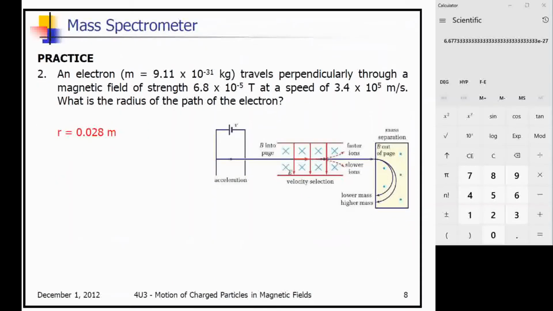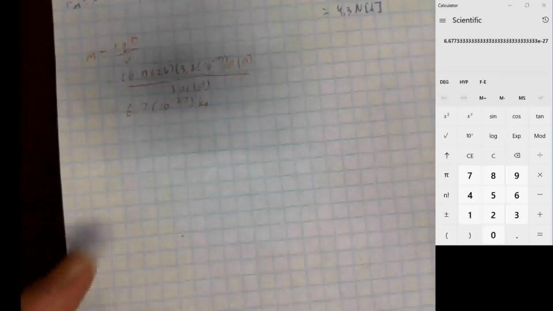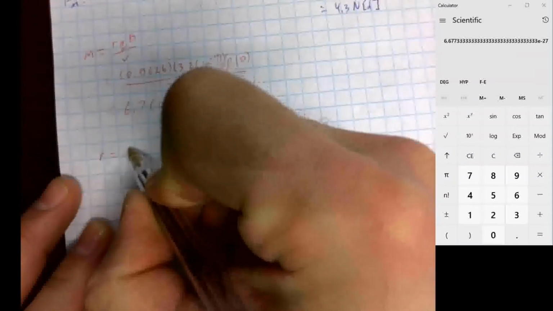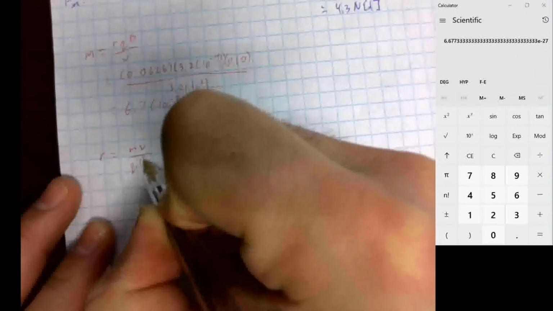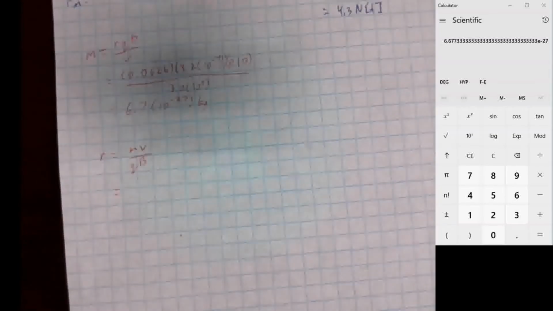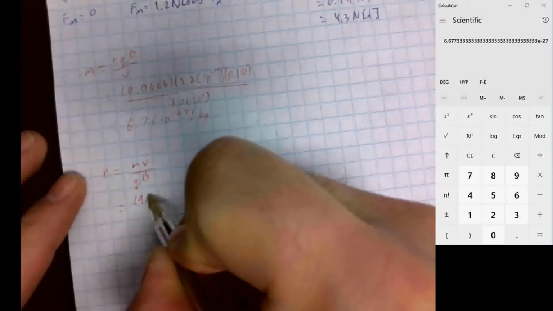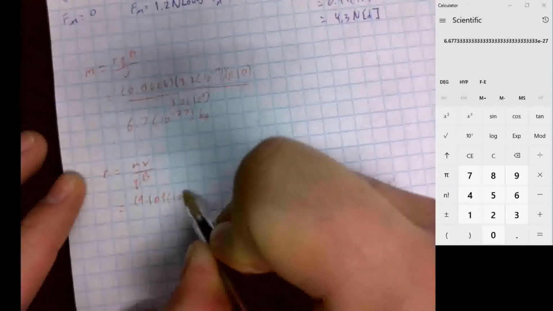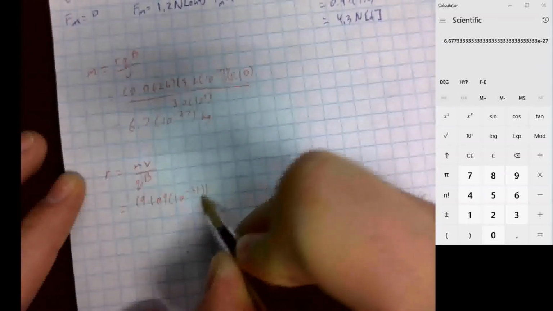Here's another question. It says that we have an electron, so we know the mass of an electron. And we're asked to predict the radius that the electron will travel. So this is just a simple rearranging of the equation. So for this one, to rearrange this equation for r, it will be r equals mv over qb. And in this case, my m is 9.109 times 10 to the negative 31, because that's the mass of an electron.